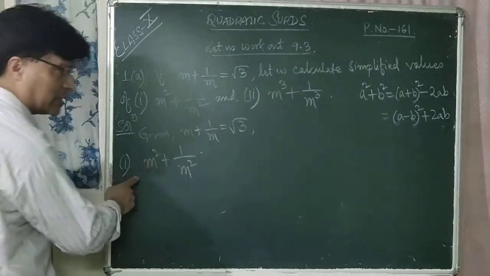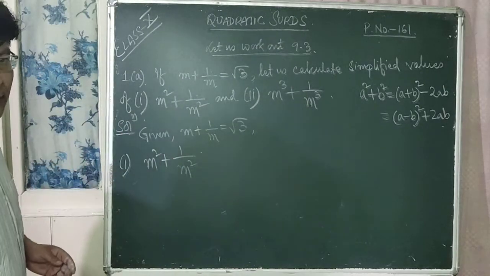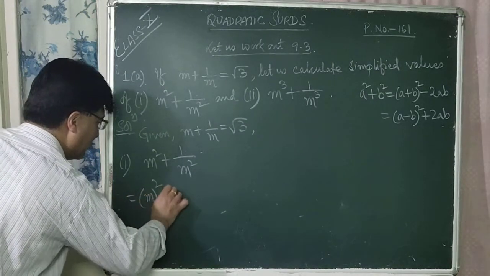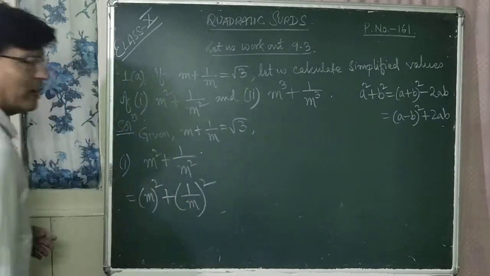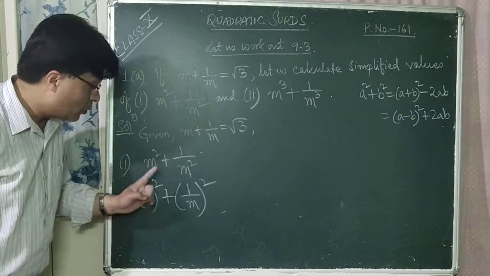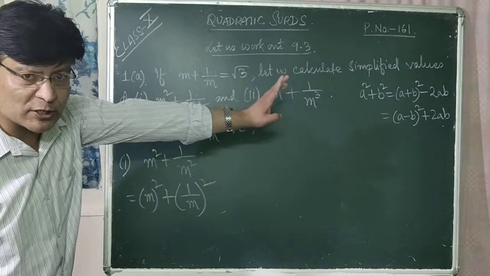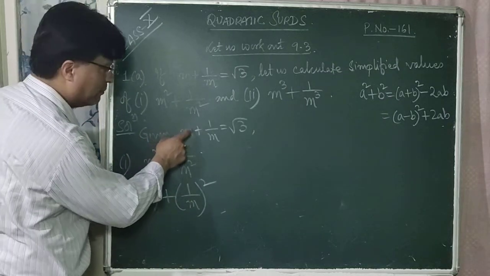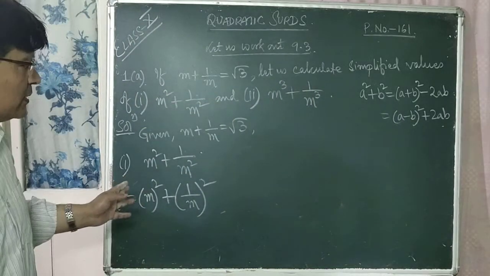In this case, it is given m square plus 1 upon m square. Let us write it in the form of a whole square plus b whole square. What is a whole square here? m whole square plus, what is b whole square? 1 upon m whole square. The value of a is m and the value of b is 1 upon m. Which formula is used? The first one, because a plus b, m plus 1 upon m, is given here. So you have to use the first type of formula here.